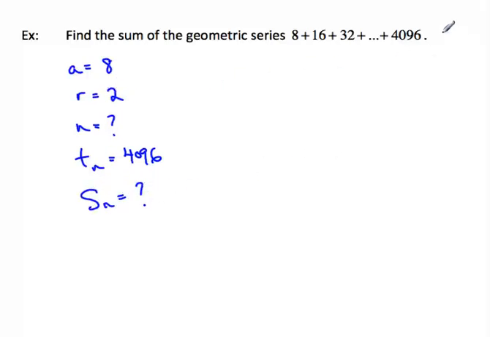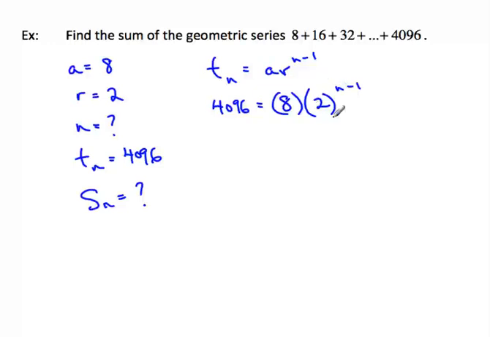One way of doing this is to first find out what number term this is. To do that, remember that the nth term is equal to a times r to the n minus 1. We use the same formula for geometric series as we do for geometric sequences. Plugging in, we get 4,096 is equal to 8 times the common ratio 2 to the power of n minus 1. We want to work our way into this n, so we're going to divide both sides by 8. 4,096 divided by 8 gives me 512, so 512 is equal to 2 to the power of n minus 1.